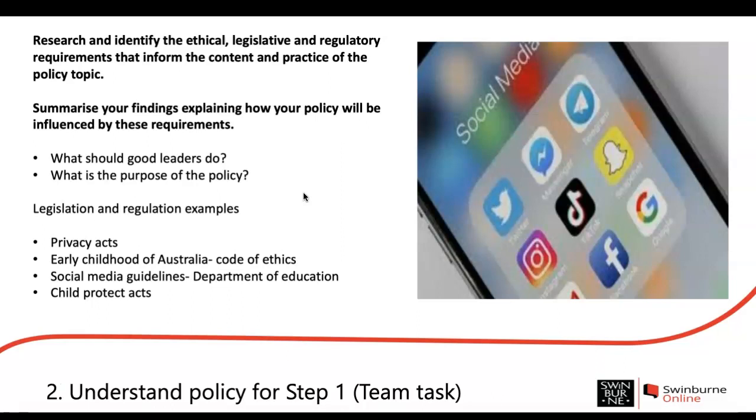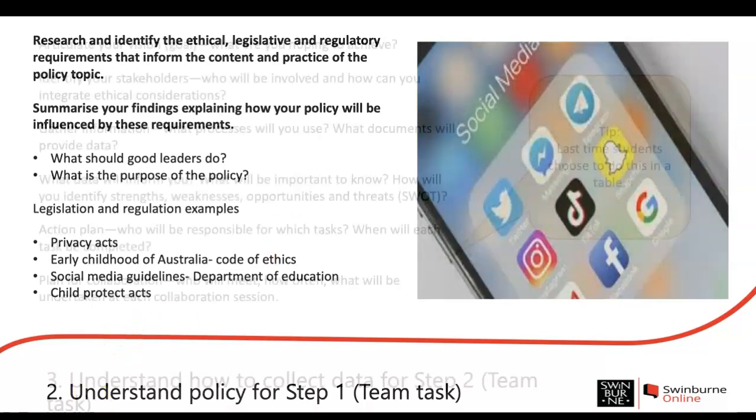Start off with your research of the laws and the acts in terms of digital professionalism. That's a good start for you as a team, and have a chat together about how it can influence how to make your digital professionalism policy just really great.